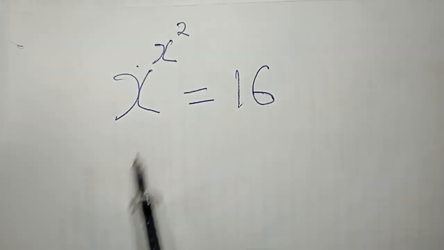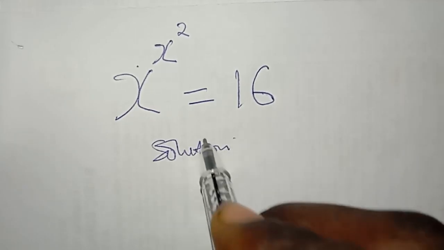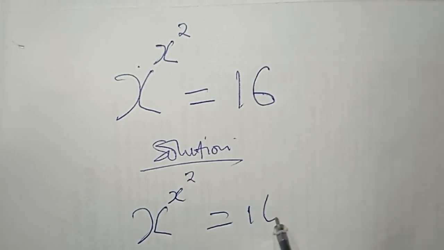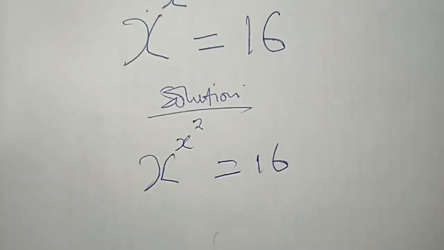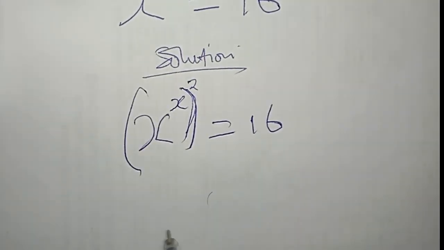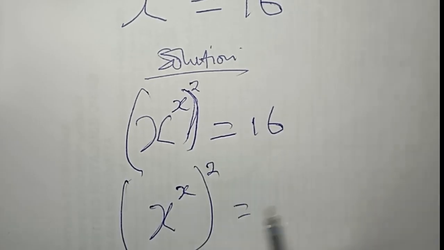So what I'm going to do is start by writing solution, and then I'm going to write this question. So this is x power x, then power 2 is equal to 16. Okay, so what I'm going to do next is put this in bracket, so that what I now have is x power x, and then bracket 2 is equal to 16.